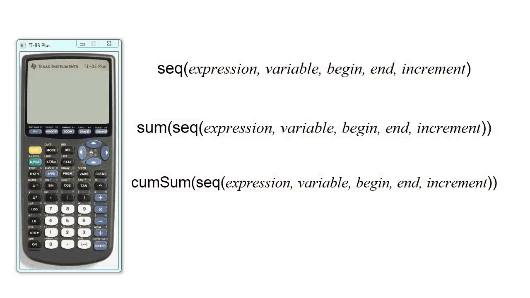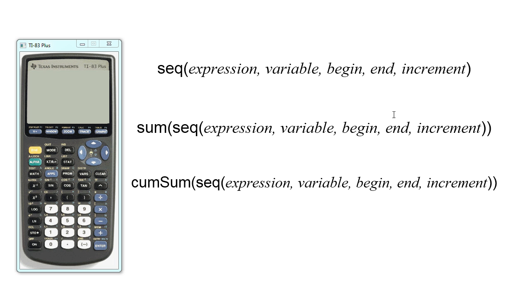So as a final note, here are the 3 functions that will help you. The SEQ, which is in second list ops, sum, which is in second list math, and cum sum, which is in second list ops. They will help you either list a sequence, find a partial sum of a sequence, or find a list of partial sums.